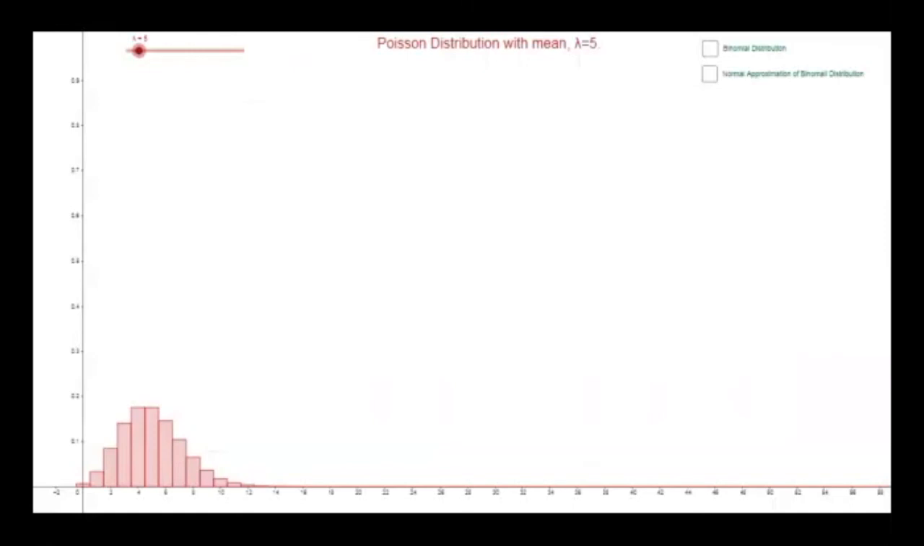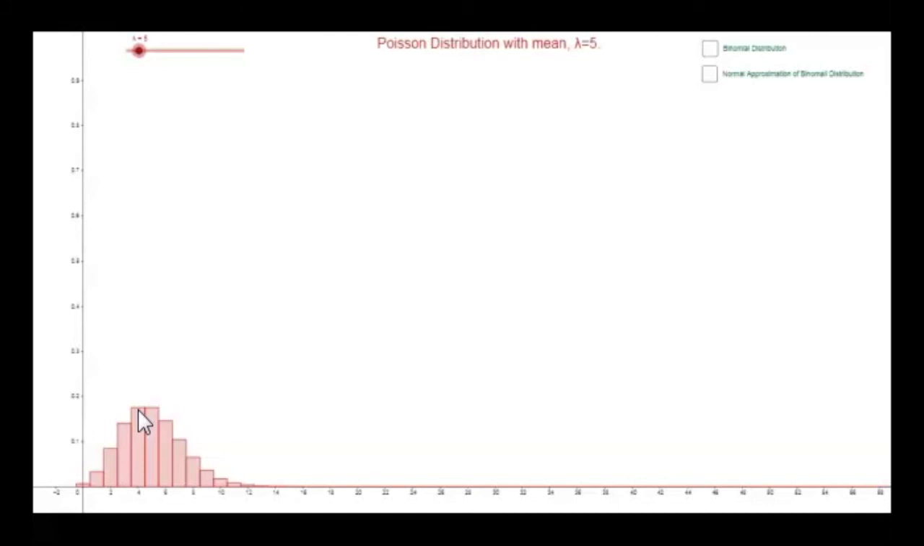Let's now look at the Poisson distribution. So we're considering a Poisson distribution here with mean lambda equal to 5. Notice this distribution is not symmetrical. The most likely value you can get is 5, and the probability of 5 is one of the highest probabilities, but getting 4 is equally as high a probability.